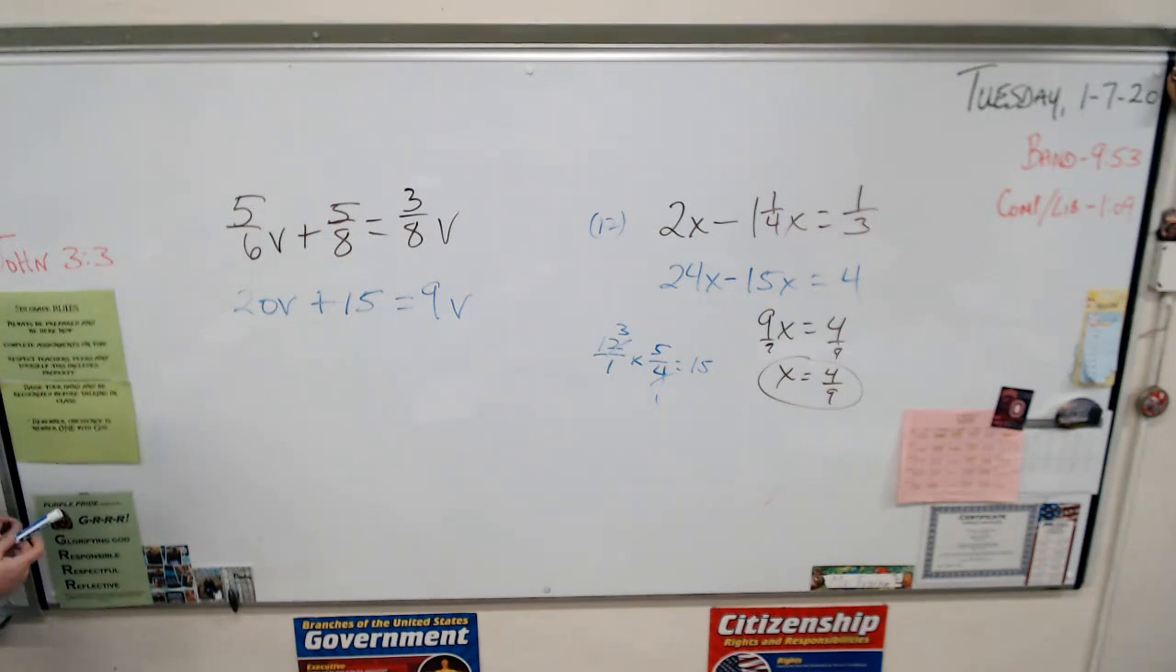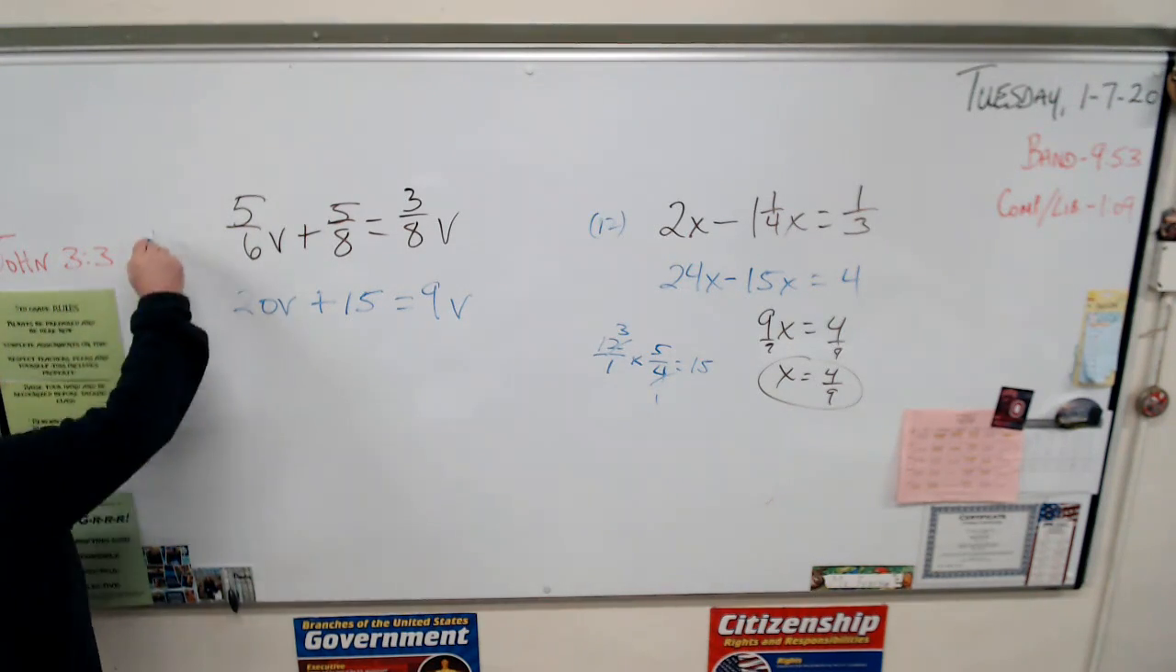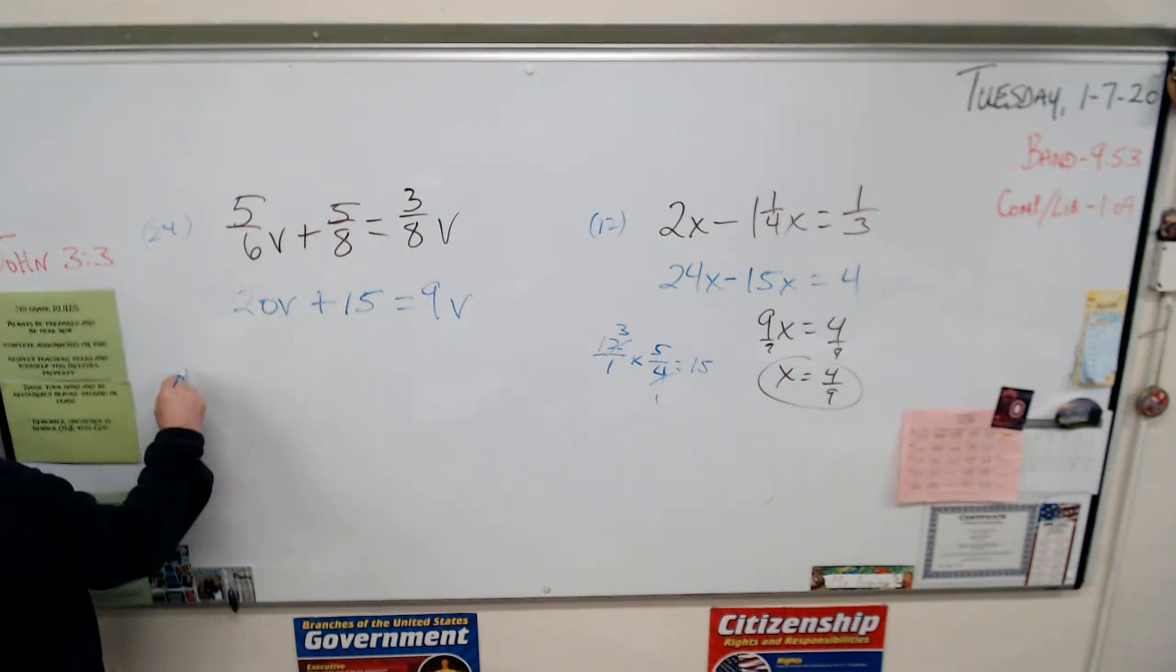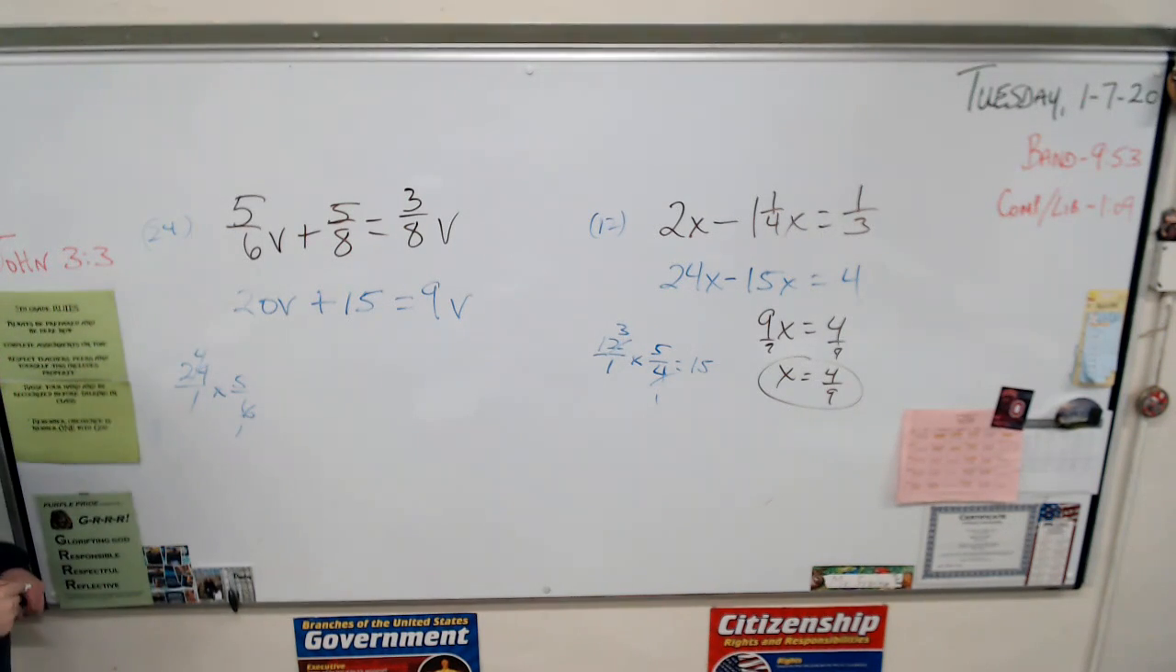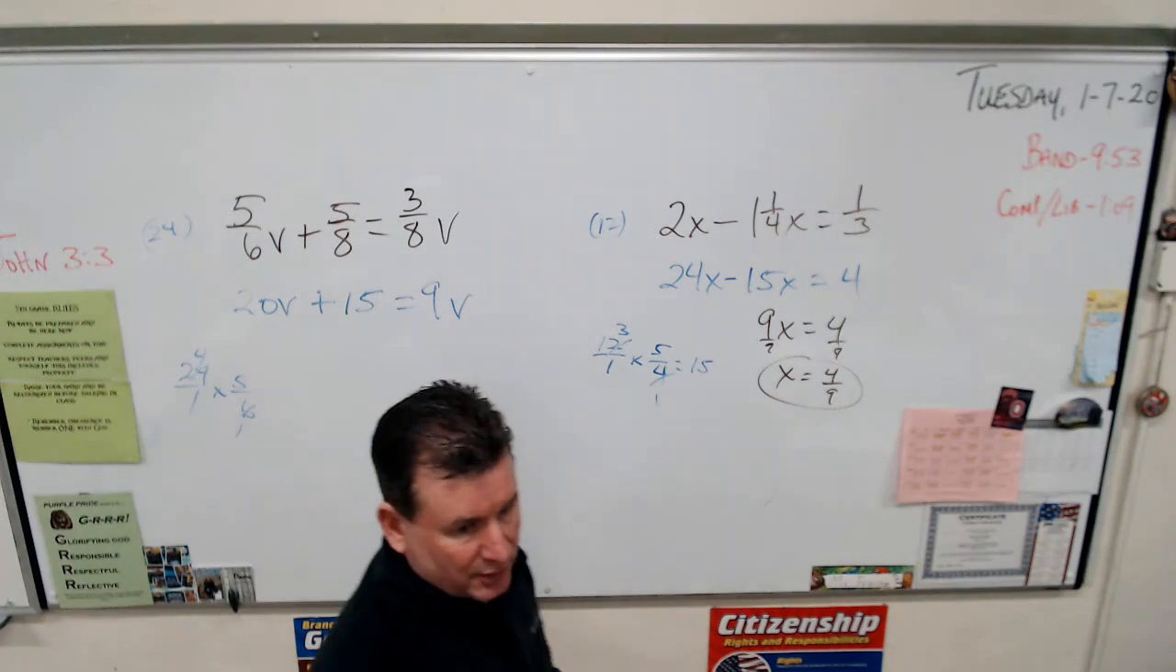Because if I take 24, did you agree that we're going to multiply everything by 24? Okay, so if 24 is going to clear it, 24 over 1 times 5/6, 4 times 5. Oh, that's how you do it. Because you can't multiply fractions unless you have two fractions. So I put 24 over 1 and I cross cancel and boom. Okay. That makes sense.